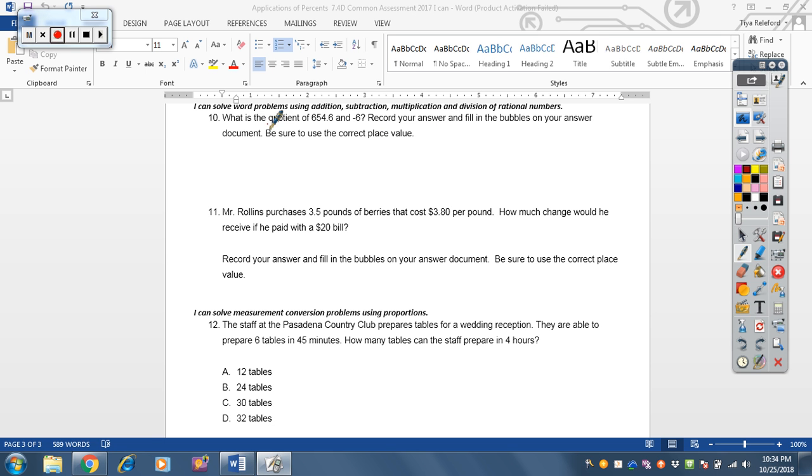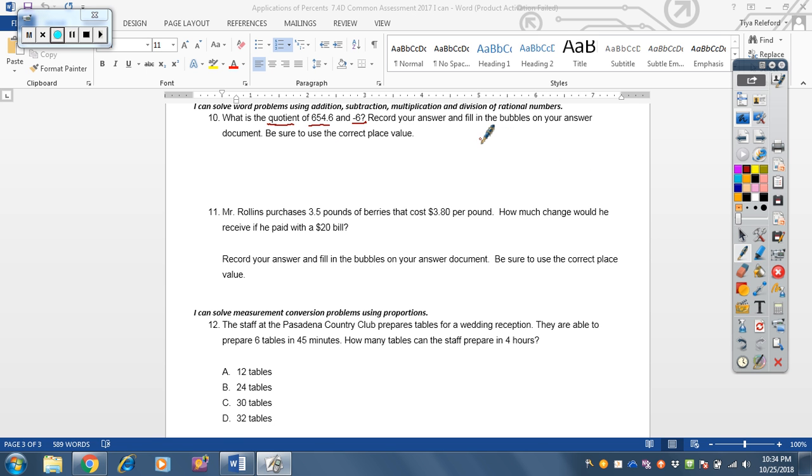So the word quotient needs underlined. And all the work I'm going to do in red needs to be on your paper. If you can't fit it on your paper, that's okay. But you need to staple your scratch paper to this because it's corrections and it's got to be there.